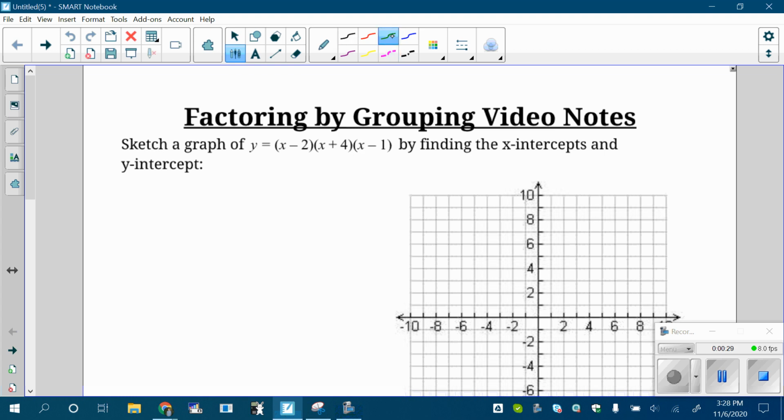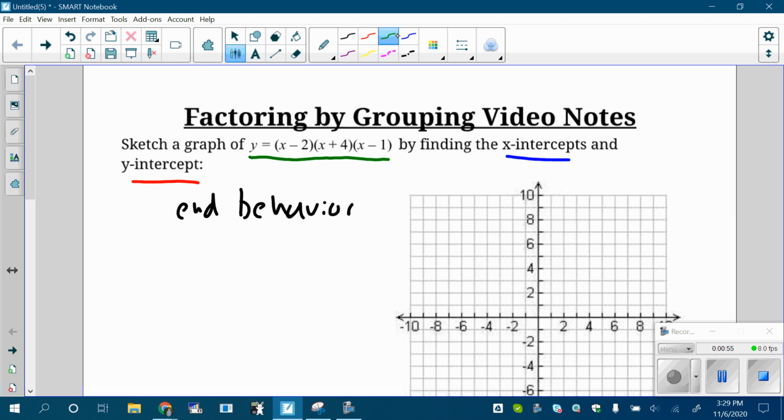So it's asking us to sketch a graph of this polynomial by finding the x-intercepts and the y-intercepts, and I want to add one more direction. I want to use the x-intercepts, the y-intercept, and I also want to use the end behavior to help us sketch a graph. Okay, so let's start with the x-intercepts.